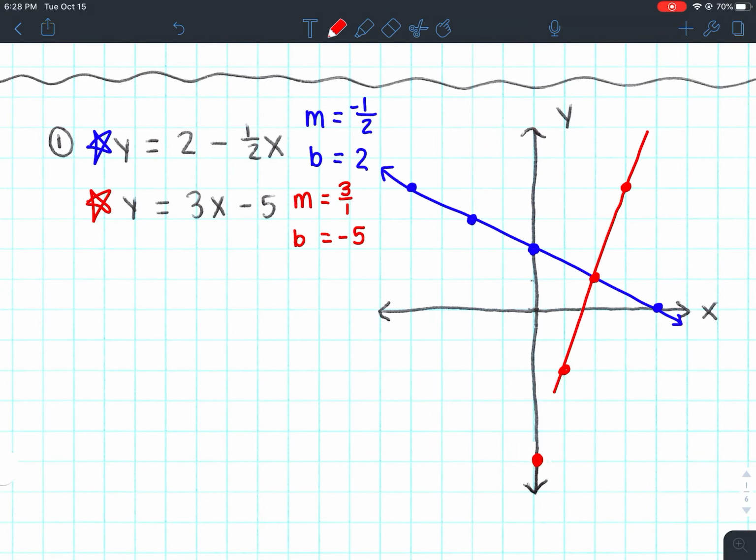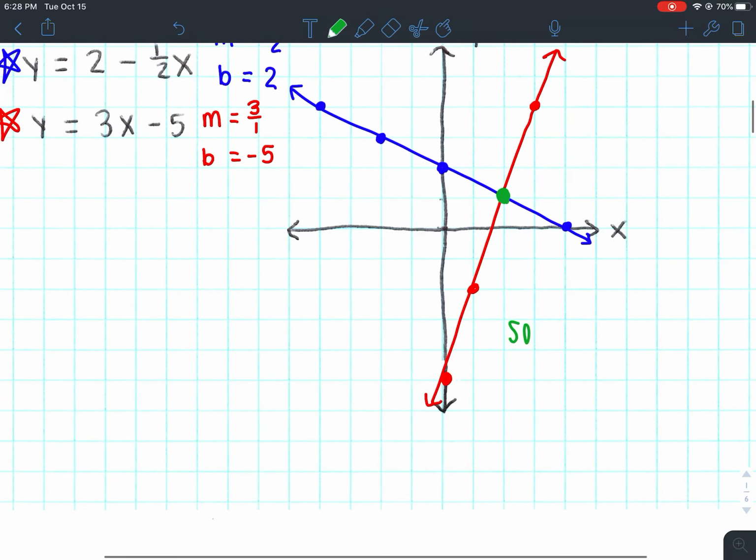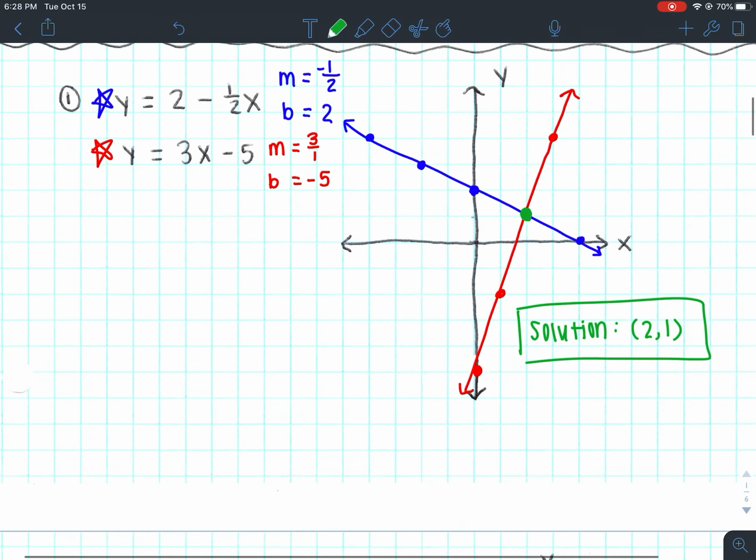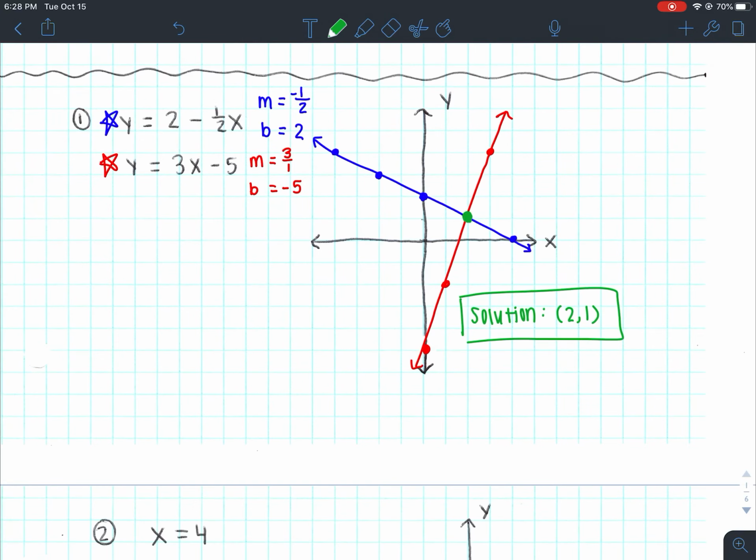So again, you want to go as much as you can through all of your graphs so that you can fit all of it in there, because sometimes it is on the edge. Now, the point where they intersect is going to be the solution. So they intersect right here at this green point. So the solution of this graph is going to be 2, 1. It's the point 2, 1. That's it. You're pretty much just graphing the lines and then finding their solution.